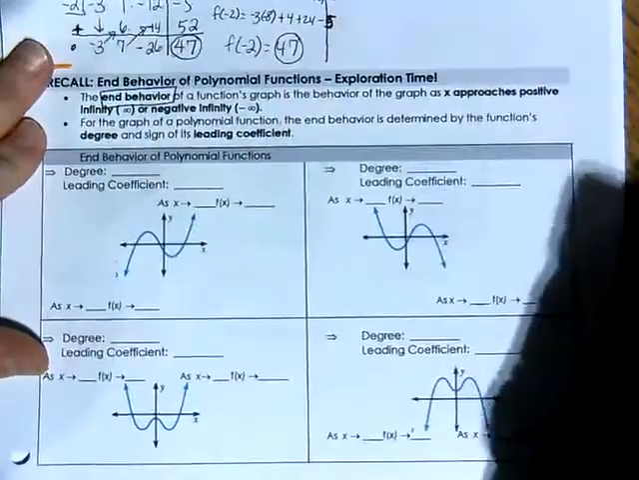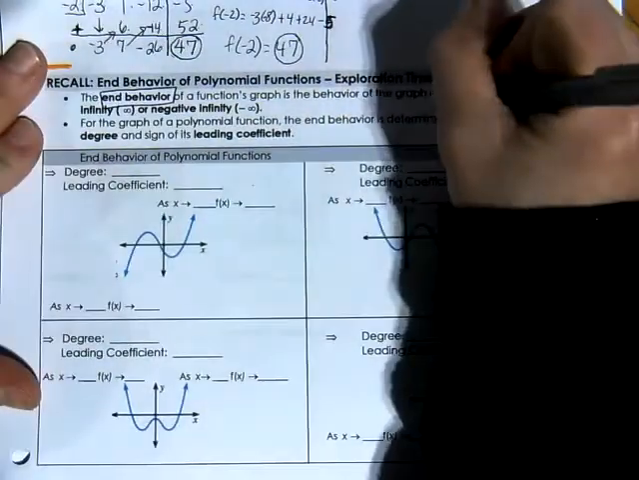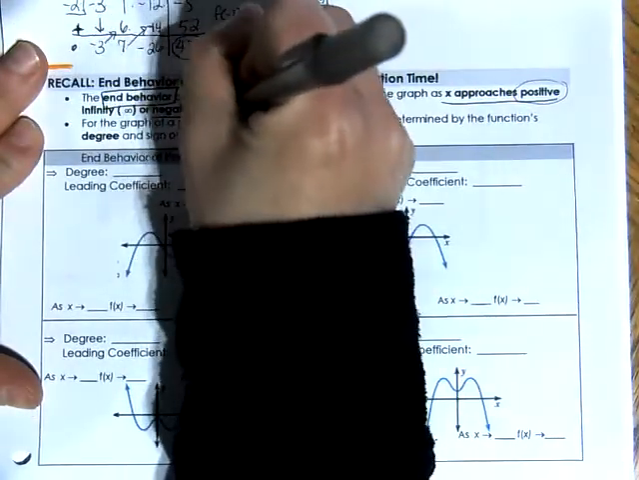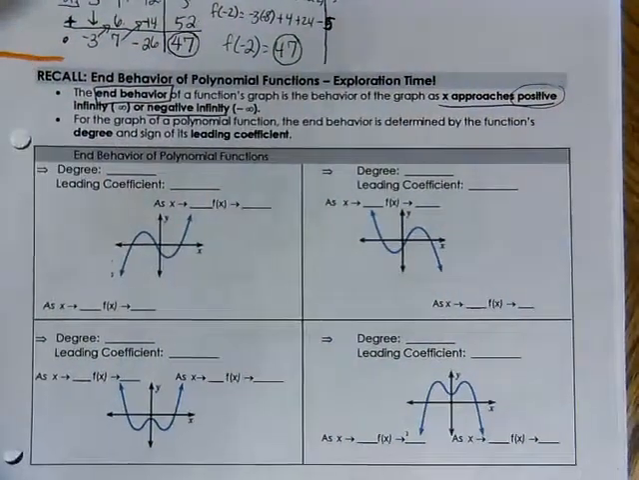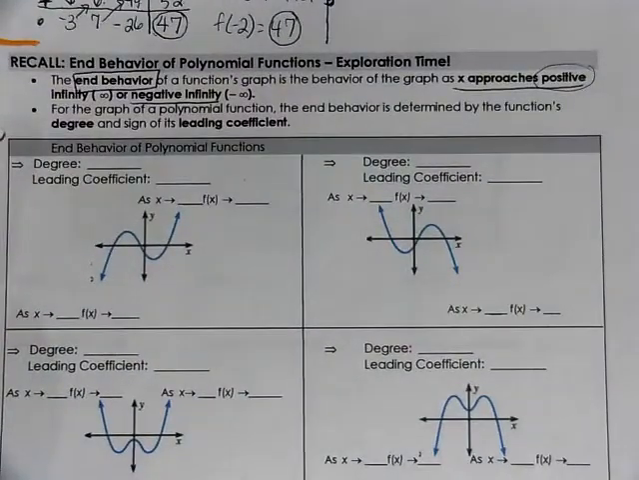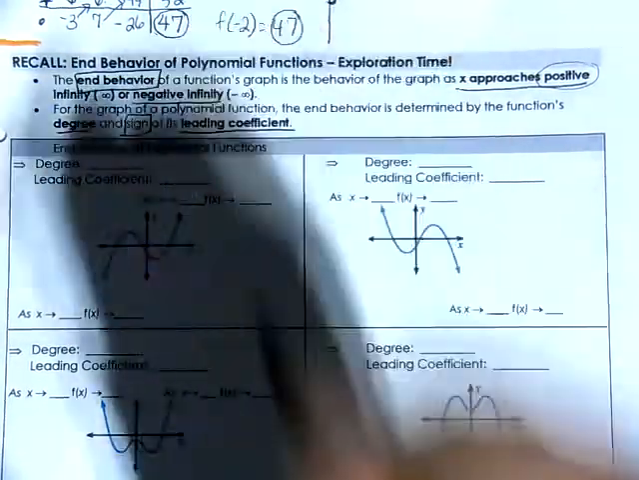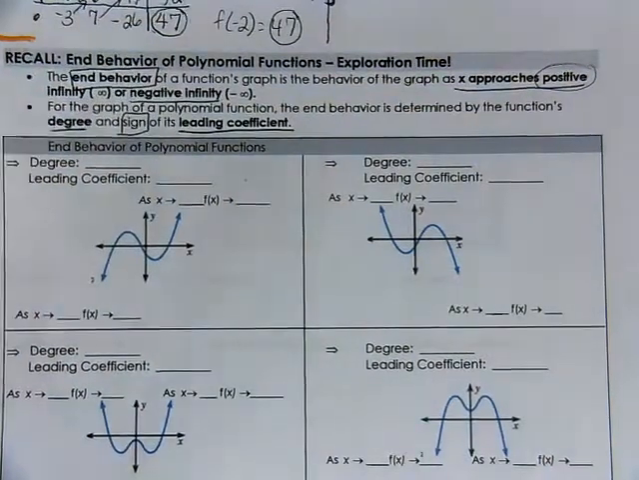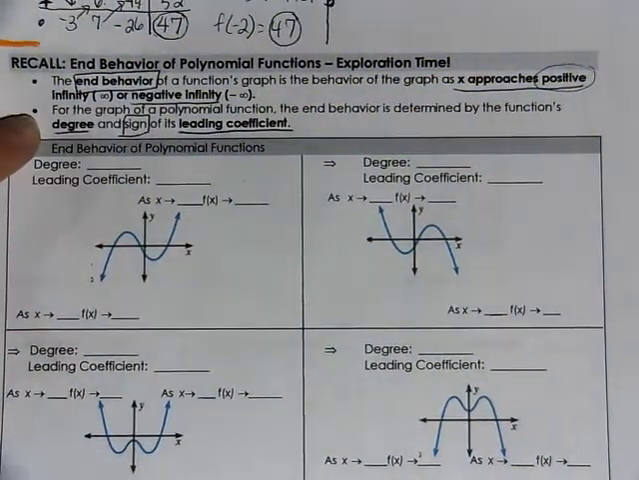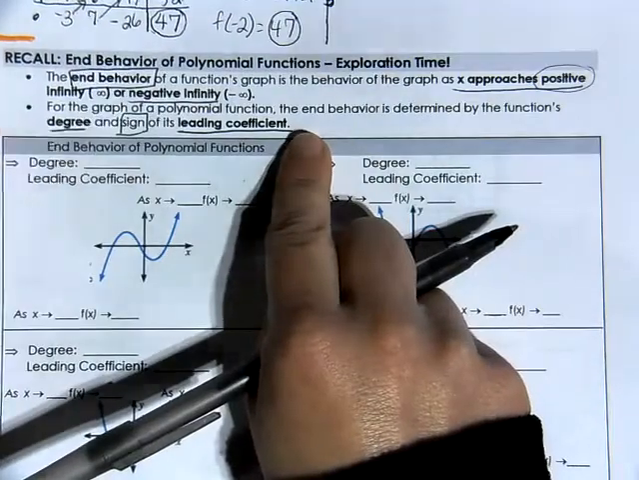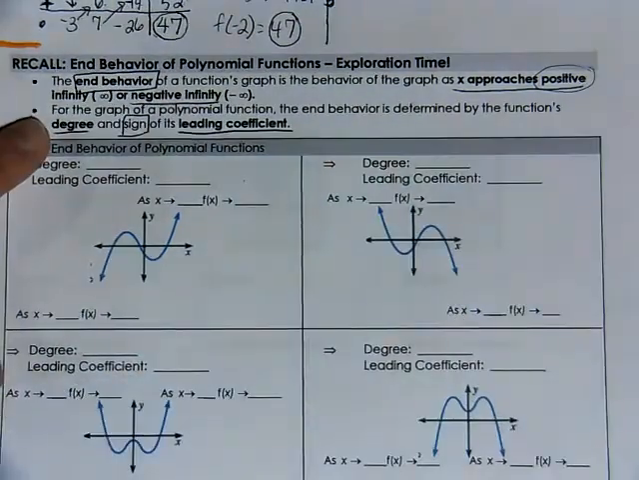The end behavior of a function's graph is the behavior of the graph as x approaches positive infinity and as x approaches negative infinity. For polynomial functions, the end behavior is determined by the function's degree and the sign of its leading coefficient. So it's really important that you're able to identify a function's degree, which remember is the largest exponent of that polynomial function, and the leading coefficient, which is the number in front of the variable with the highest degree.